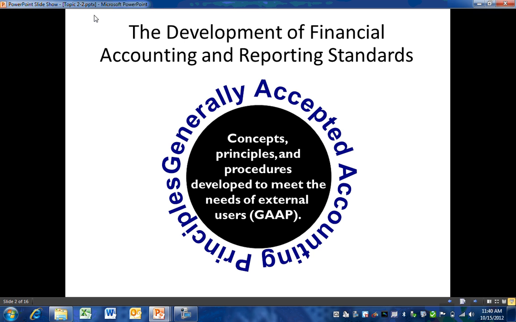GAAP exists both in the United States and in international markets. And the rules and standards that were used in different capital markets evolved differently, had different socio-economic and political backgrounds. And recently there has been a move afoot to converge these. So defining GAAP specifically is very difficult. But let's take a look at a general overview.